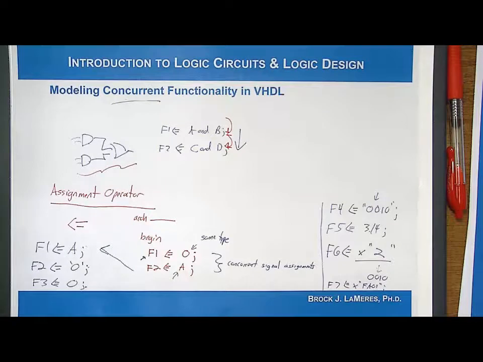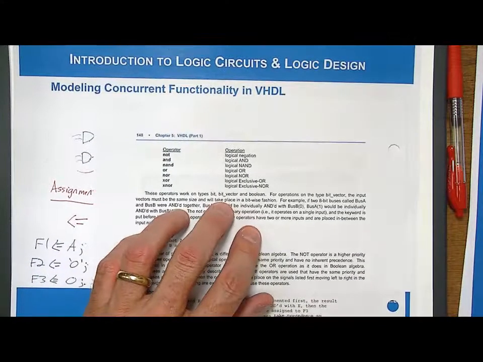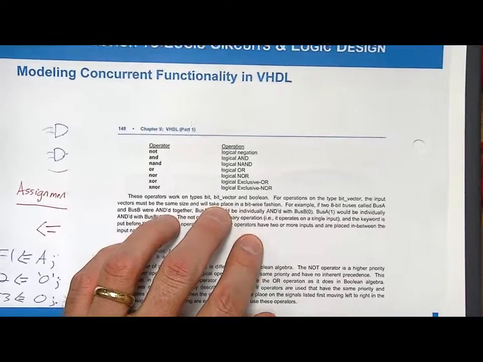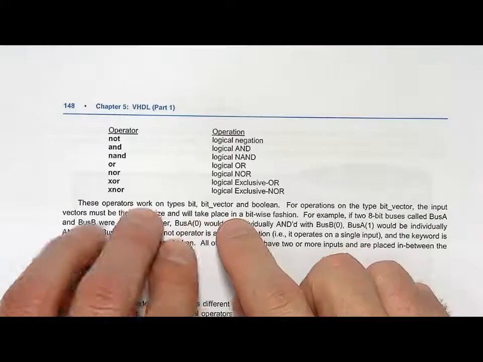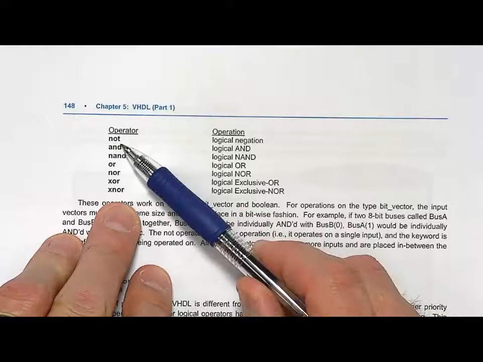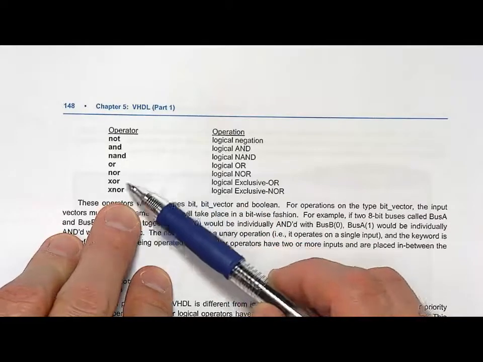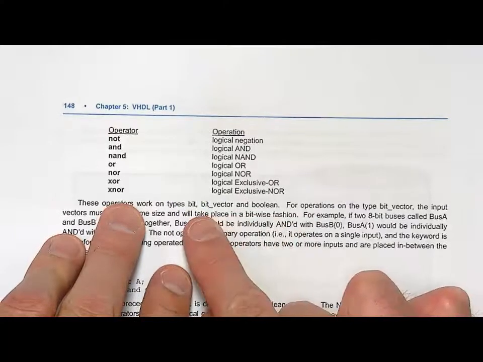Okay, so that's the signal assignments. Now, functionality, we also need some operators. So we've been able to do some assignments, but we also need some operators. Now, an important concept of operators is that they're only defined for certain types, okay? So here are your logical operators supported in the standard package of VHDL, so obviously not, and, or, nor, XOR, and XNOR. And the way that these work is these are defined for type bit, bit vector, and Boolean.